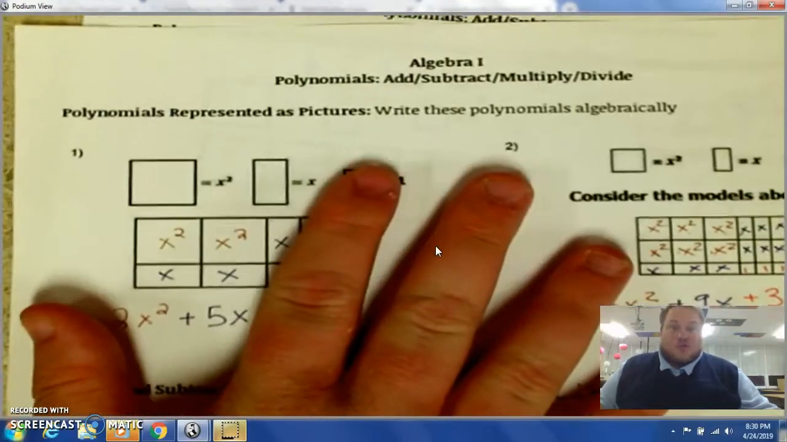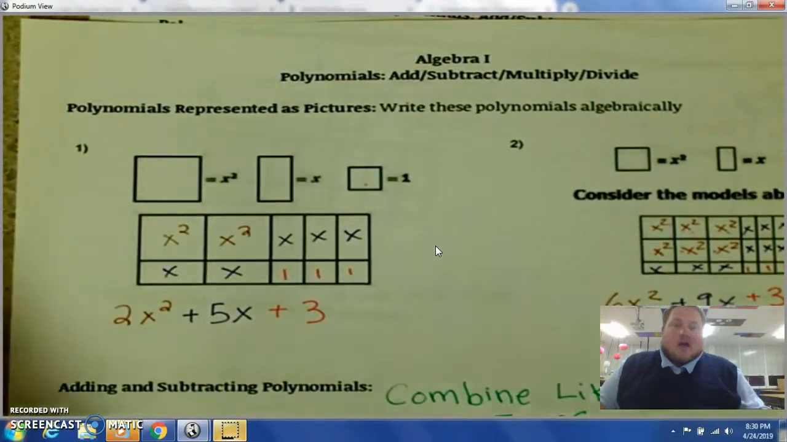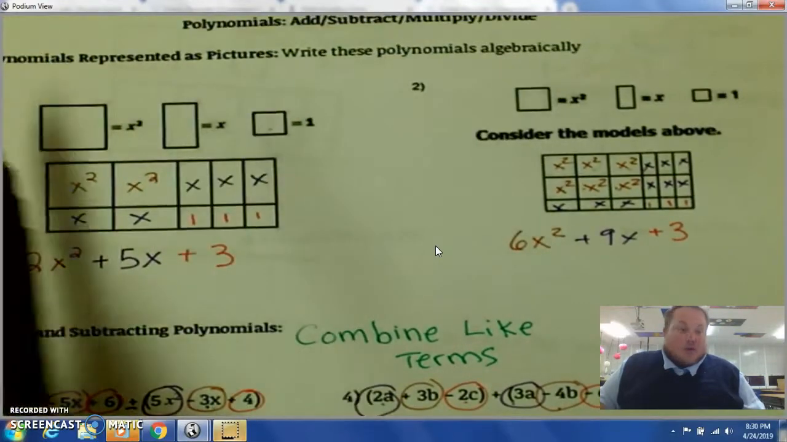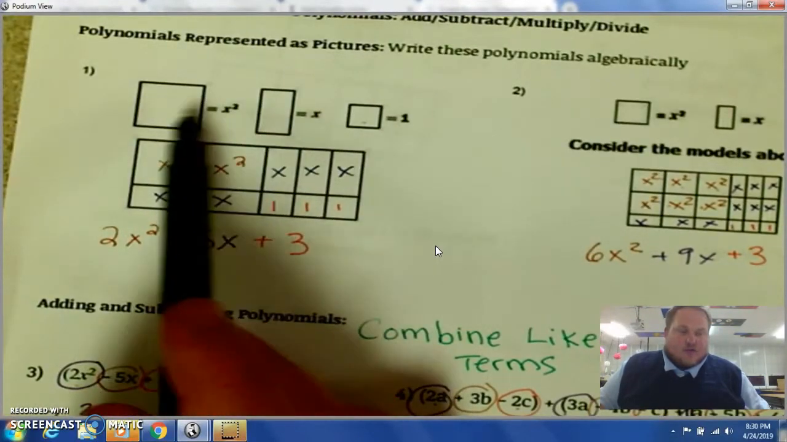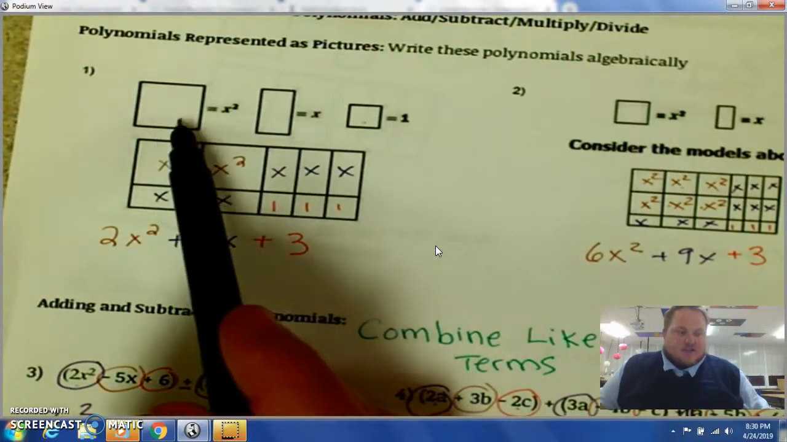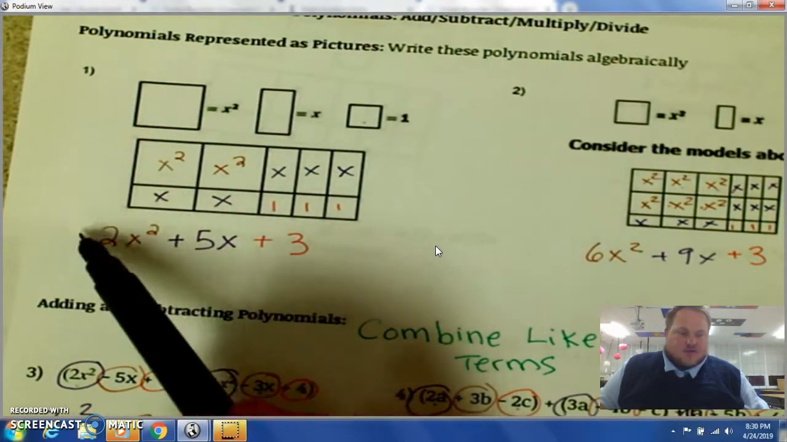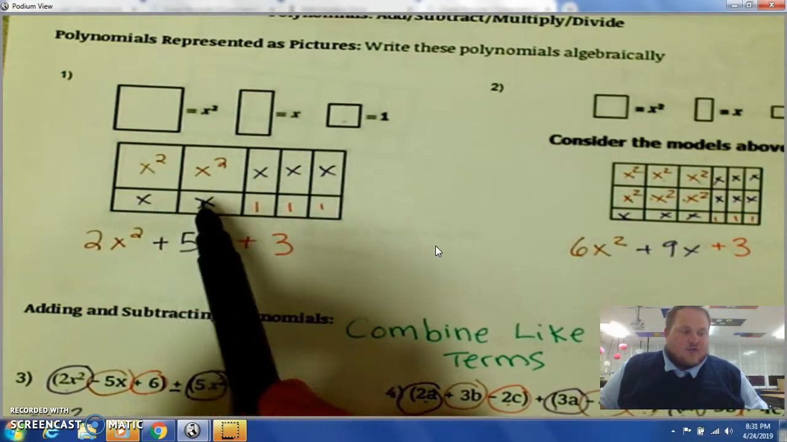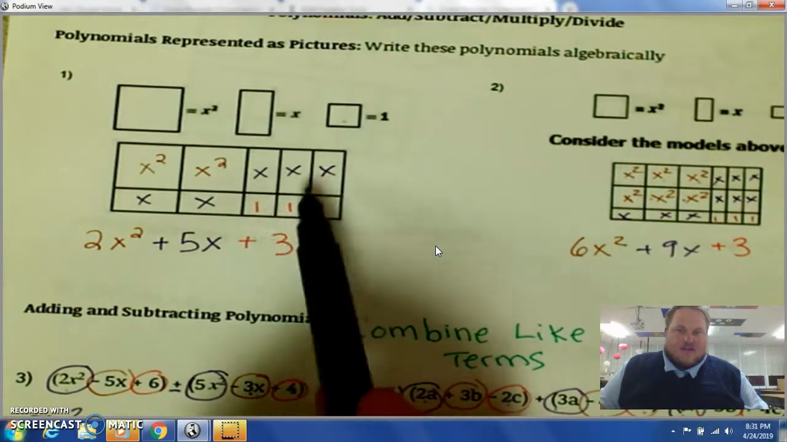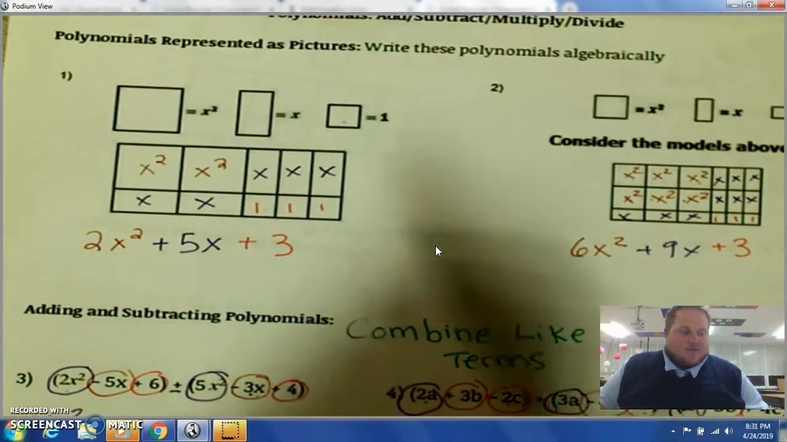Alright kids, we're doing this worksheet, but this is part 2. Again, in part 1 we looked at algebra tiles, and we said, okay, there's a key to these tiles. It's big squares, x squared. I have 2 of them, so I have 2x squared. These thin rectangles are x's, and I have 5 of them, so 5x. Then we have 3, okay?